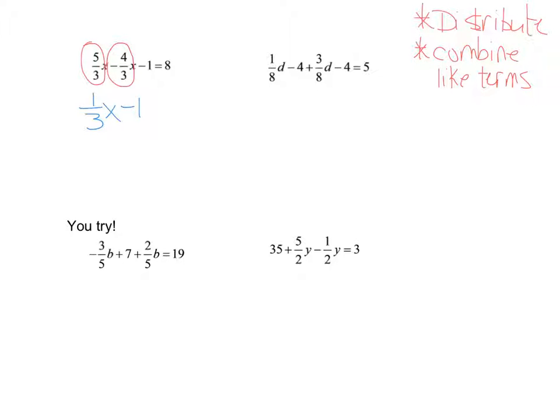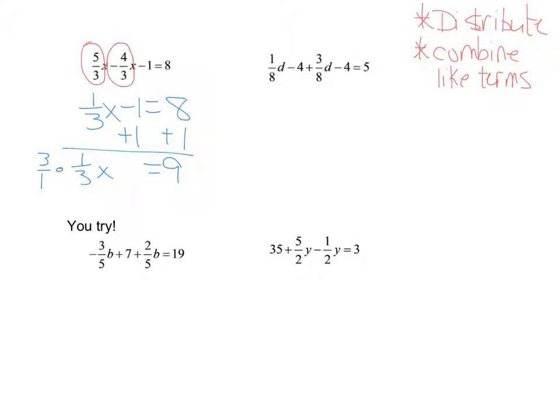I didn't have any like terms with my constant. I bring down my equal sign. I bring down my 8. One step, and now magically I have a problem that looks just like we were doing a second ago. This is a two-step equation. I'm going to add 1 to both sides. 1/3 x equals 9. The reciprocal of 1/3, this is a fractional coefficient, is 3.